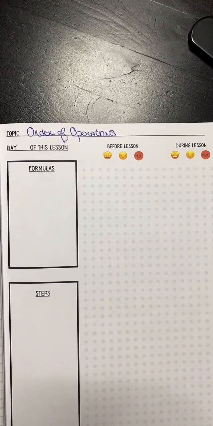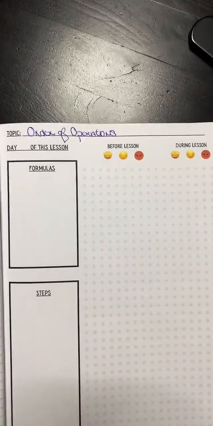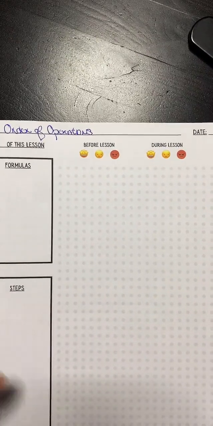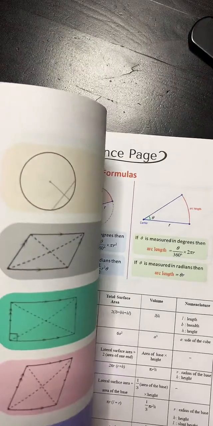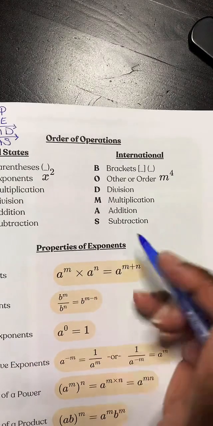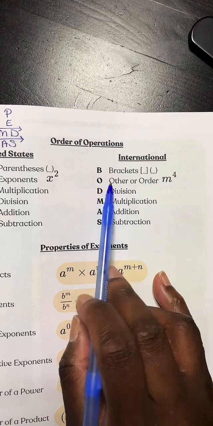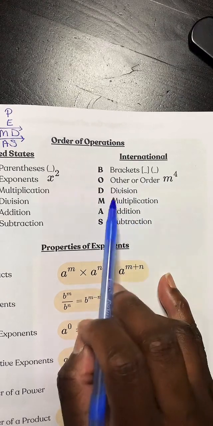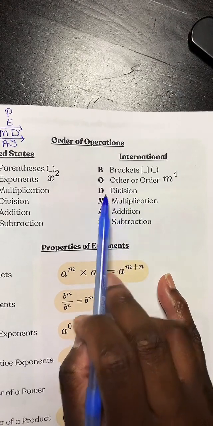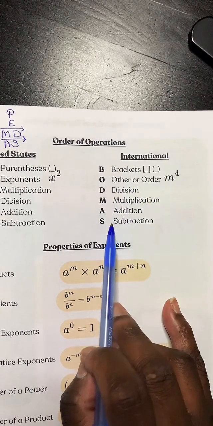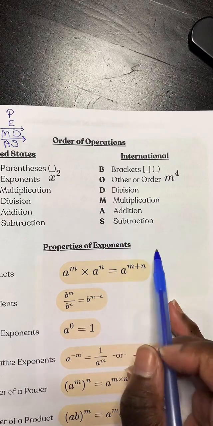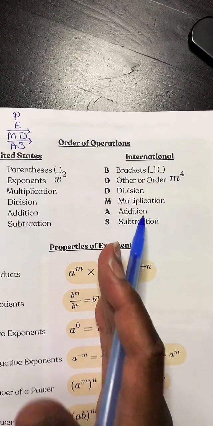All right. Okay. Order of operations. Now, internationally, it's very similar. They talk about the brackets first, then they do orders, or the other order. Then they have division, then multiplication, so they switch that, and they have addition, then subtraction. But no matter what, there is an order.